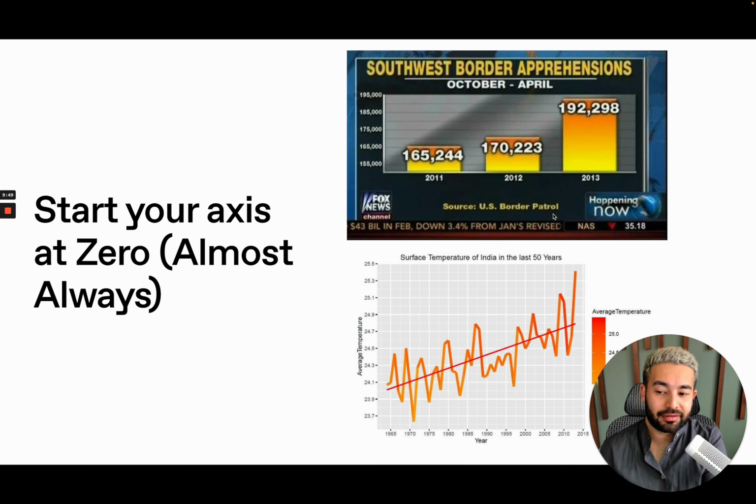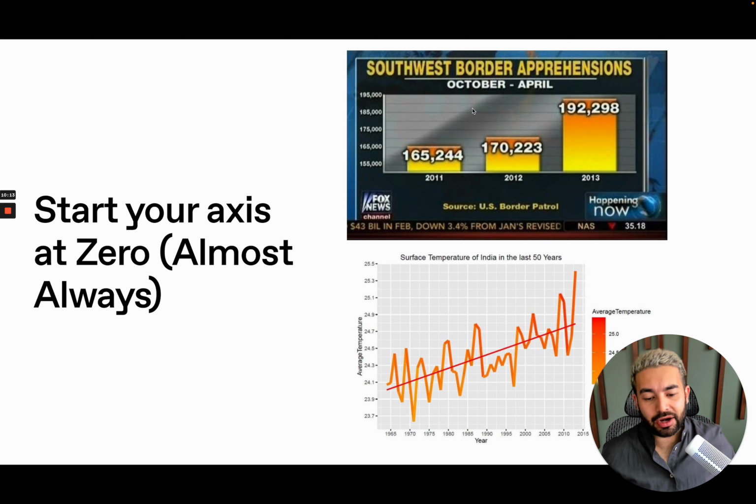Start your axis at 0 almost anyway. In some cases, you want to make sure that the proportion makes sense. So for example, this is an example when they are not doing that, and you can see the information is really altered because there is not a lot of difference in here. So this could be used to lie to people, to fake news, you know.